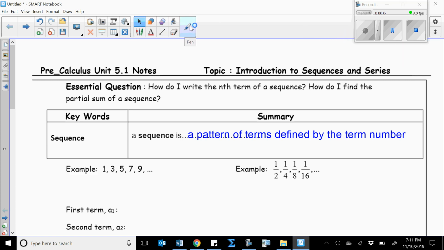Hi everyone. Today I'm going to introduce you to sequences and series. We will learn how to write the nth term of a sequence and how to find the partial sum of a sequence.